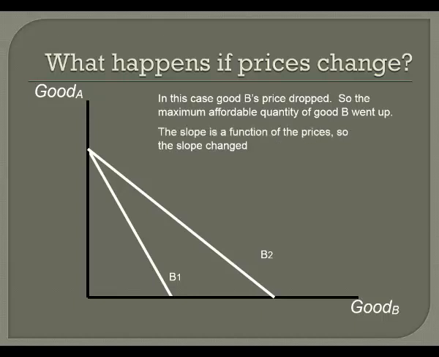The slope is a function of the prices, and the slope changed. The price changed, therefore the slope's going to change. So we get a different slope, we get a different intercept on the B axis. Now good A's price didn't change, so that point over where our budget constraint intersects good A's axis doesn't change.